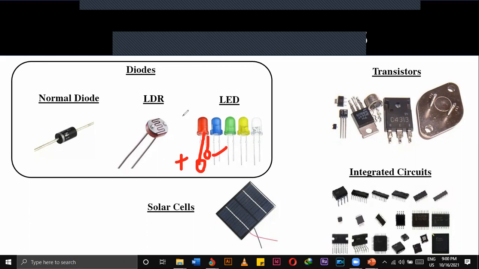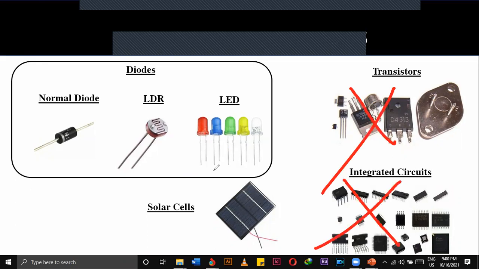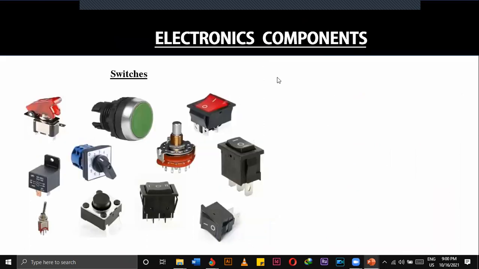There are some colors available also, and also transistors. We are not going to discuss transistors, integrated circuits, and solar cells. We are not going to use them in our class, so that is why I am omitting them. And also switches. There are tons of switches available. Why do we use switches? In order to control the current flow, whether we want to supply the current or not. We can use these kinds of switches.